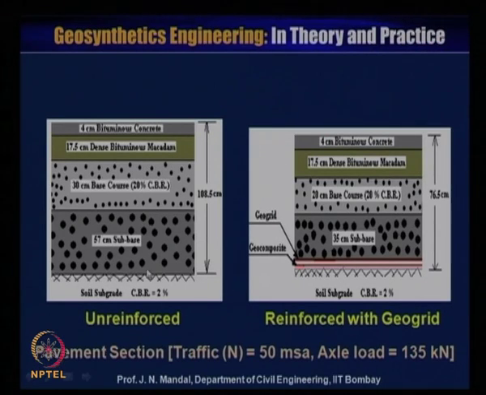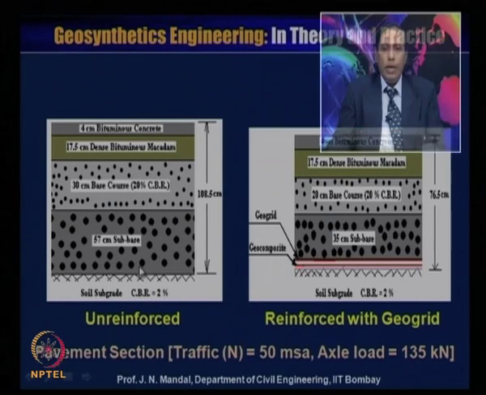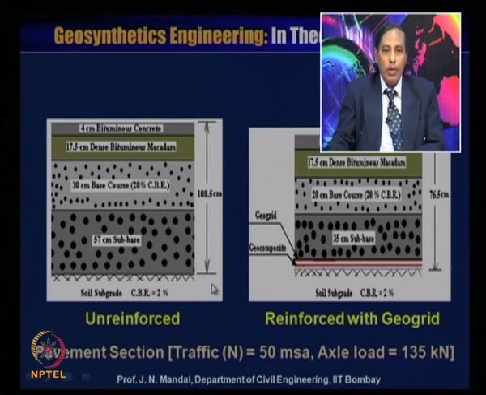So ultimately we are showing this pavement section where traffic N is equal to 50 MSA and axle load is 135 kilonewton. You can see the unreinforced case, this is the soil subgrade with CBR value of 2%. This is the thickness of the pavement, that is 108.5 centimeter, with 60 centimeter for the subbase, 30 centimeter for the base course, that means 20% of the CBR, and 17.5 centimeter dense bituminous macadam and 4 centimeter bituminous concrete.